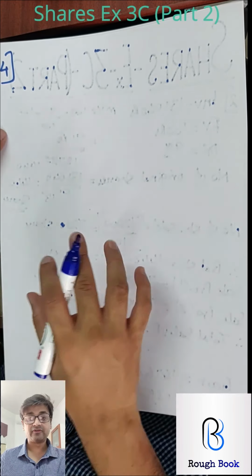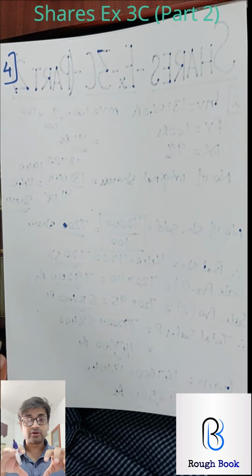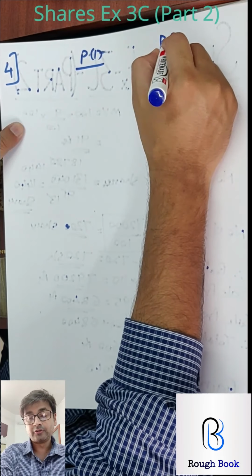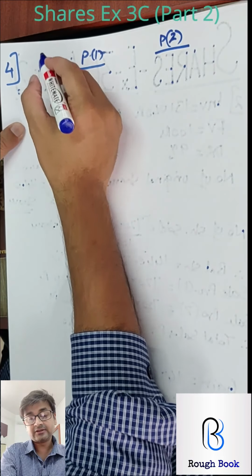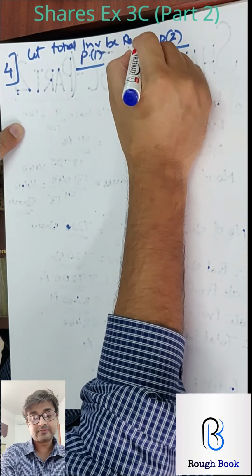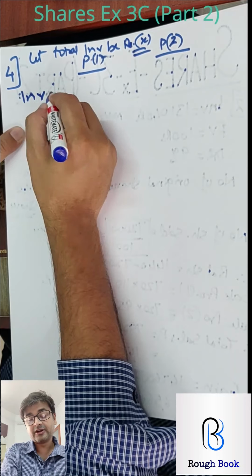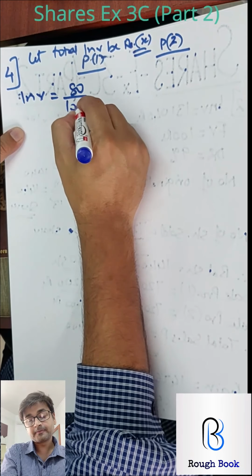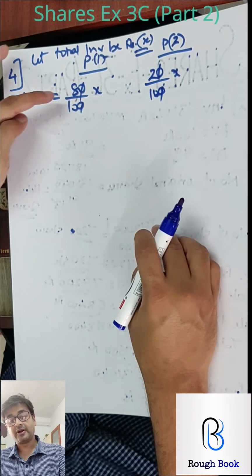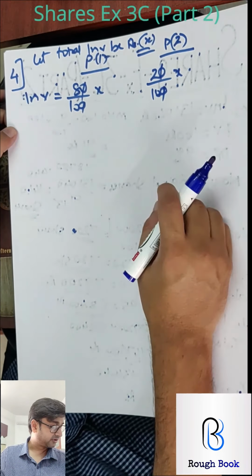Gagan invested 80% of his savings. So he's got a total savings. Out of that, two parts have been made. Part 1 is 80%, part 2 is the remaining 20%. So we'll write over here part 1 and part 2. And before that, let the total investment be rupees X. Now part 1 is 80%, so the investment will be 80% of X, and part 2 will be 20% of X. So 8 by 10, 2 by 10. Don't cancel this further. We will see if needed later on.